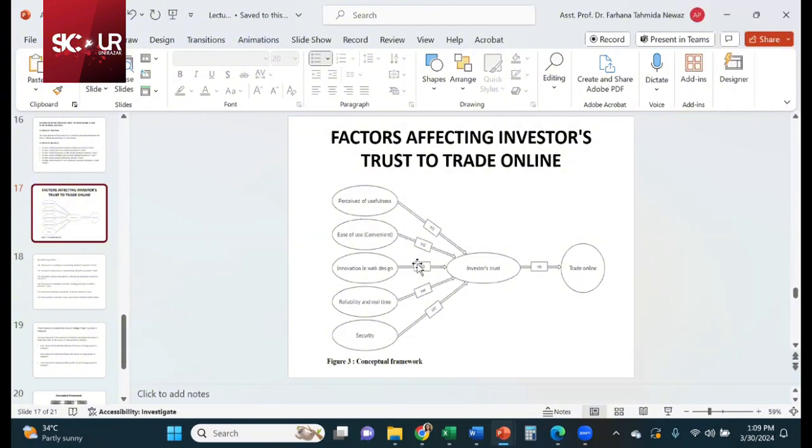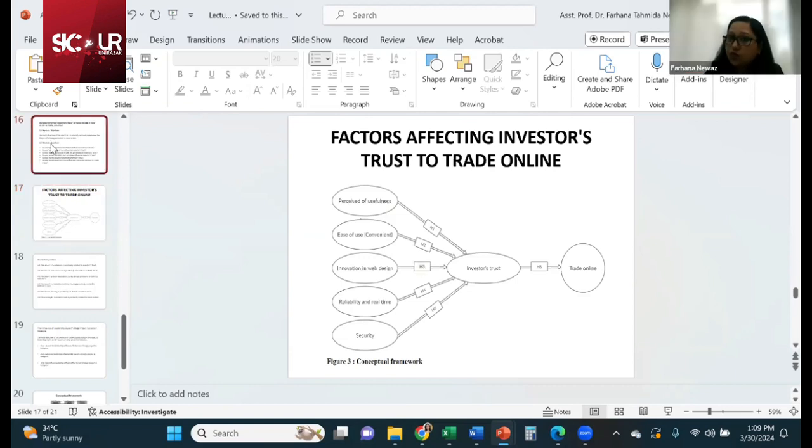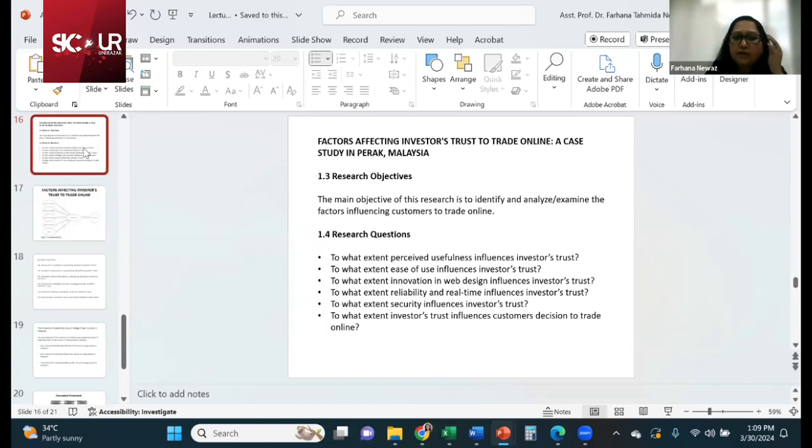Prof, for the research objective, does it only have to be one objective? That's a good point. Based on this one, the main objective of the research is to identify the factors.